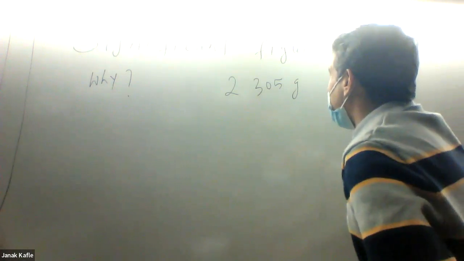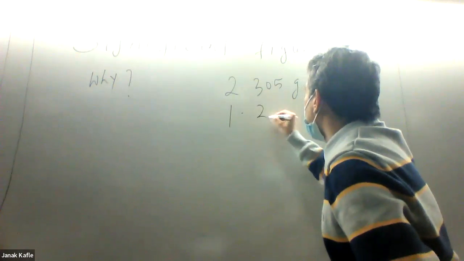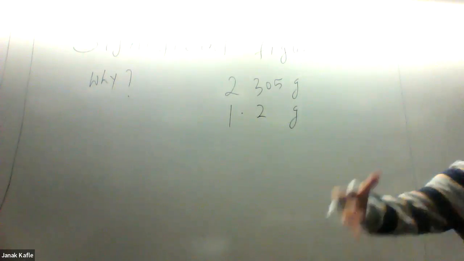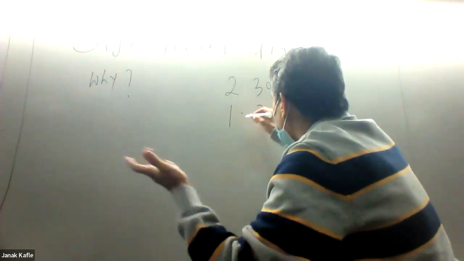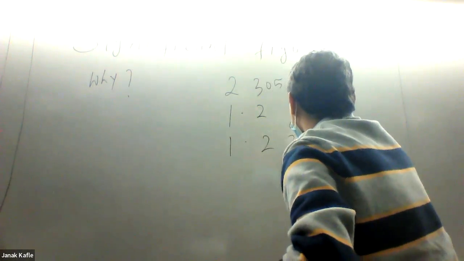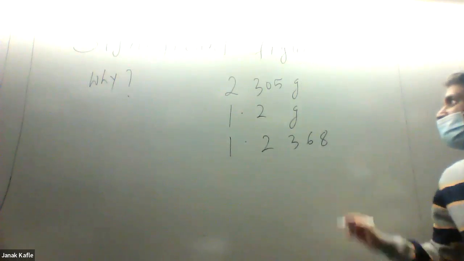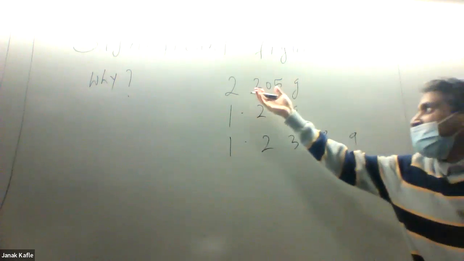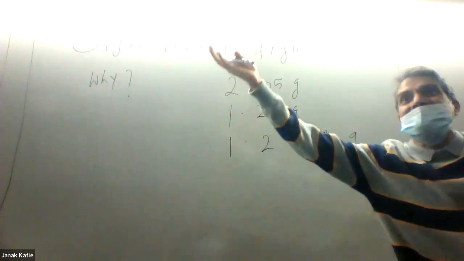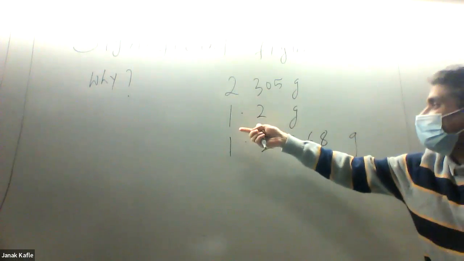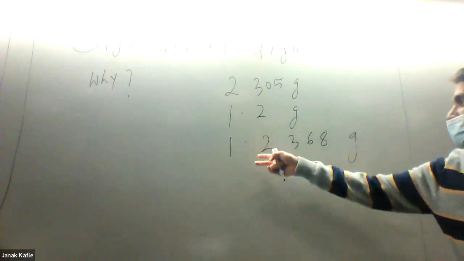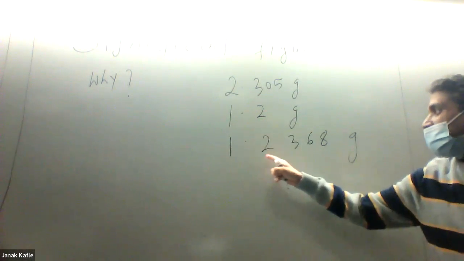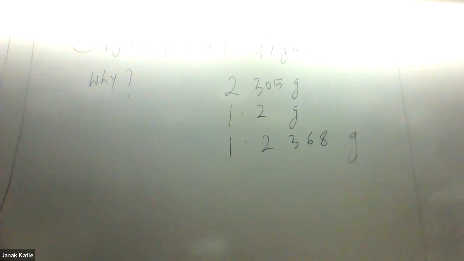And you measure another object and you find the mass to be 1.2 gram. Now you measure another object and you find the mass to be, let's say, 1.2368 gram. So you have three kinds of balance. One balance shows 4 digits, another kind of balance is showing just two digits, and another very expensive balance is showing 5 digits, right?